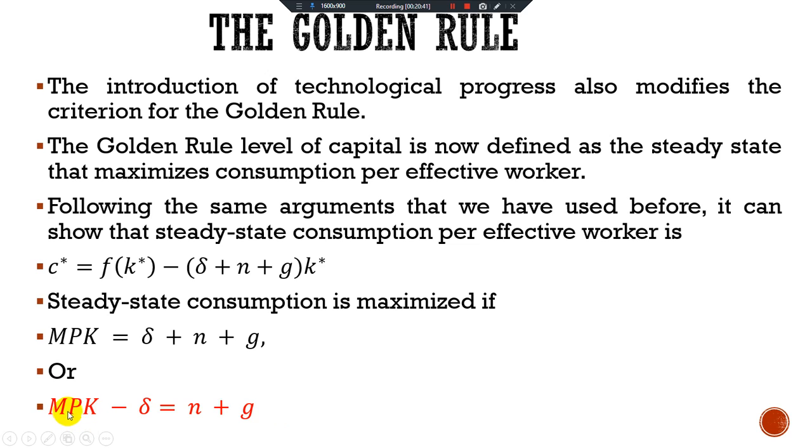So here MPK is the marginal product of capital, minus depreciation is equal to n, the population growth, plus g, the technological growth. At the golden rule level of capital, the net marginal product of capital, MPK minus delta, equals the rate of growth of total output. Here we have n plus g, because actual economies experience both population growth and technological progress at the same time. We must use this criterion to evaluate whether they have more or less capital than they would at the golden rule steady state. So this is all about technological progress in the Solow growth model.